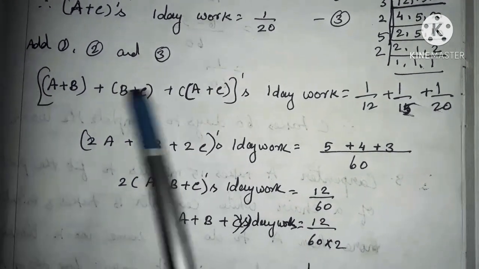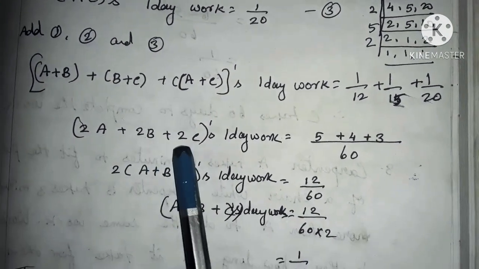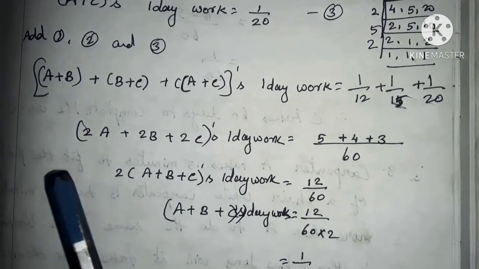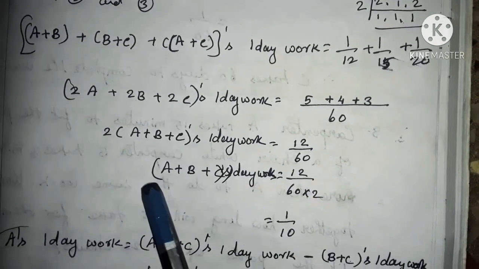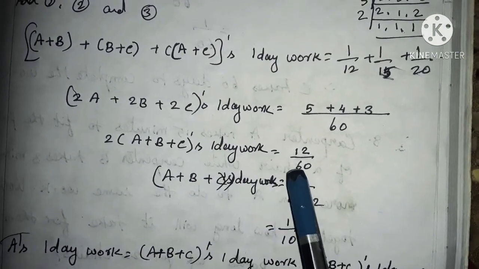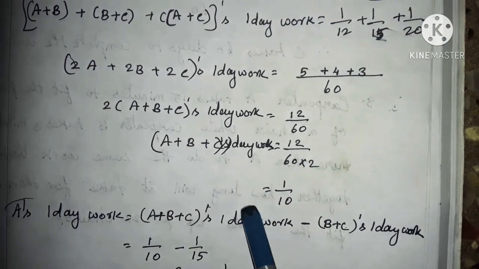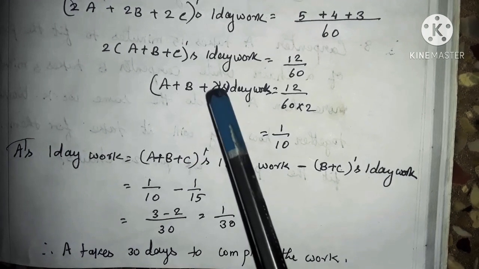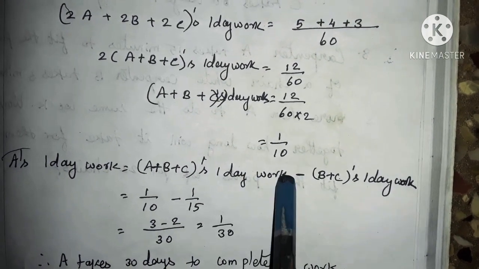On the left hand side, you will have 2A plus 2B plus 2C's 1 day work. So we take out the 2 common. Then we get 2 into A plus B plus C's 1 day work is equal to 12 by 60. Then A plus B plus C's 1 day work is equal to 12 by 60 into 2. When we cancel by the common factor, we get the answer as 1 by 10. This is A plus B plus C's 1 day work, equal to 1 by 10.